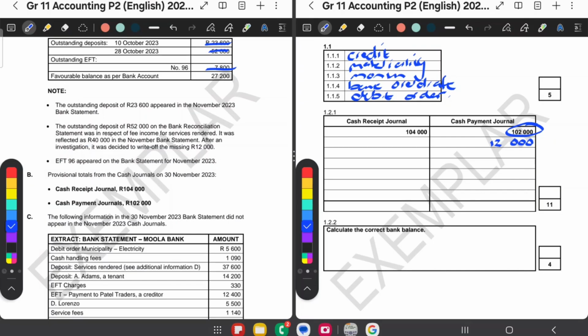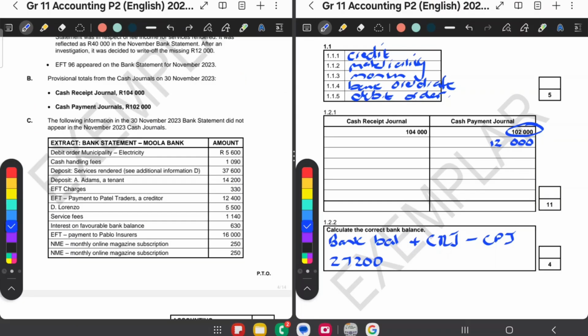There's something here we didn't touch in the previous bank recon. It's this over here: favorable balance per bank statement. This amount will go here when you work out the correct bank balance. So you need the bank balance plus the total of the CRJ minus the total of the CPJ. The bank balance is a positive, so it starts with a positive because it's favorable. So I'm going to start with a positive 27,200. Okay, so done with that.